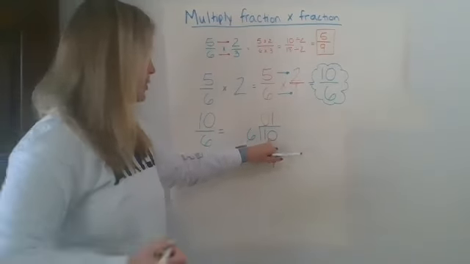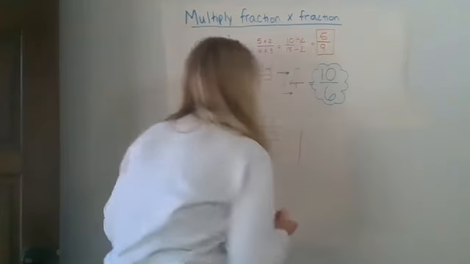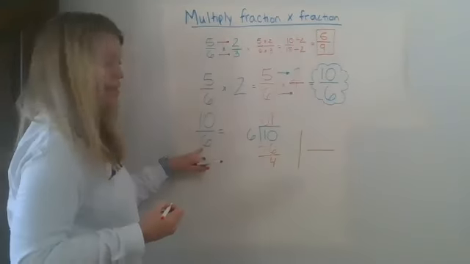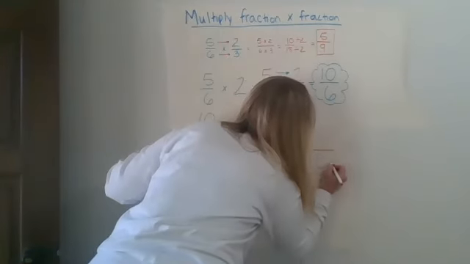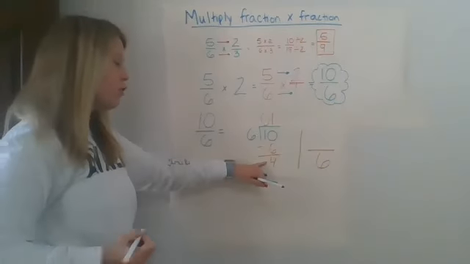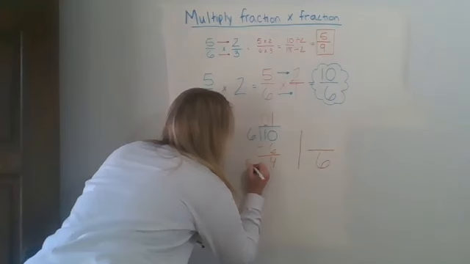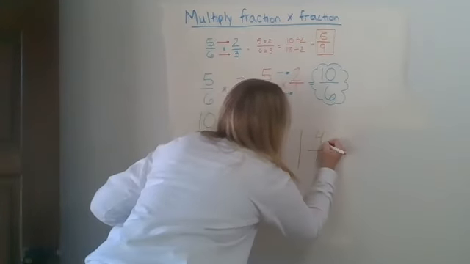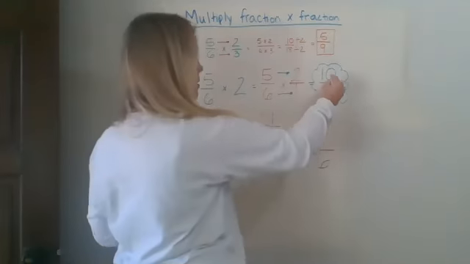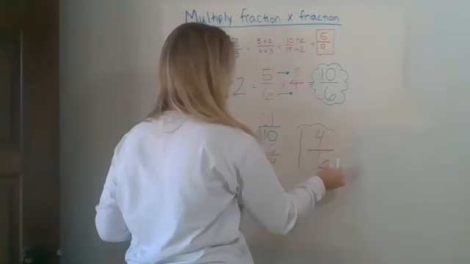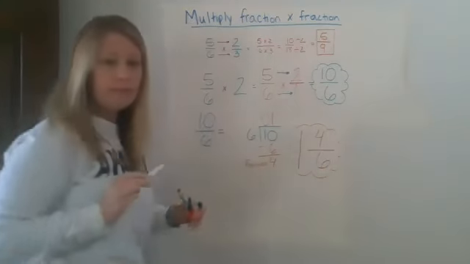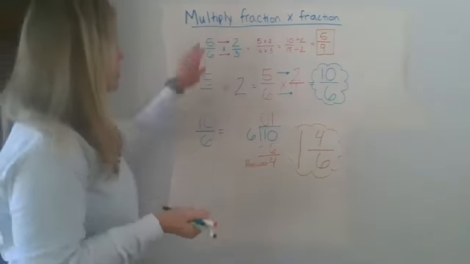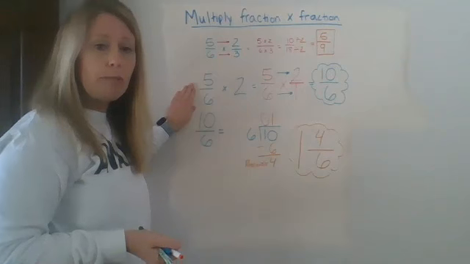So 6 can go into 10 1 whole time. My denominator will stay the same, okay, that doesn't change. And then what I have left over, this is my remainder, that becomes my numerator. So 10 over 6 is the same as 1 and 4/6, okay? So that is how we work on multiplying fractions to fractions and a fraction to a whole number, okay?